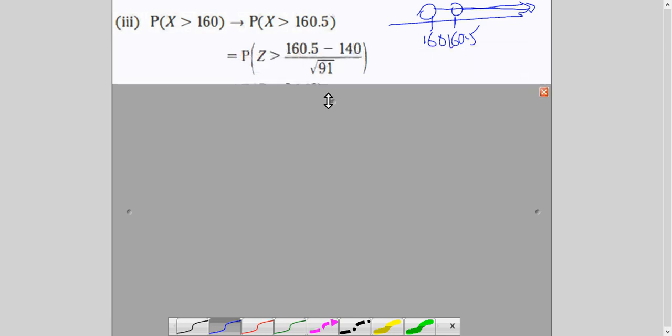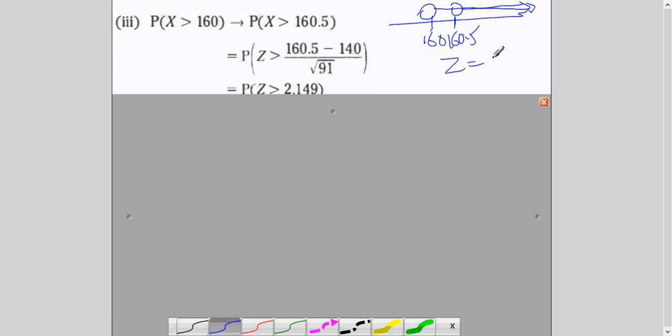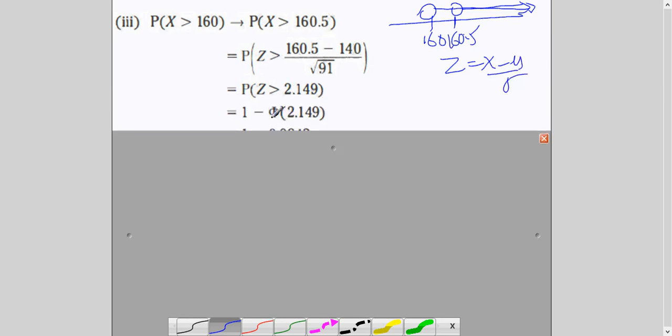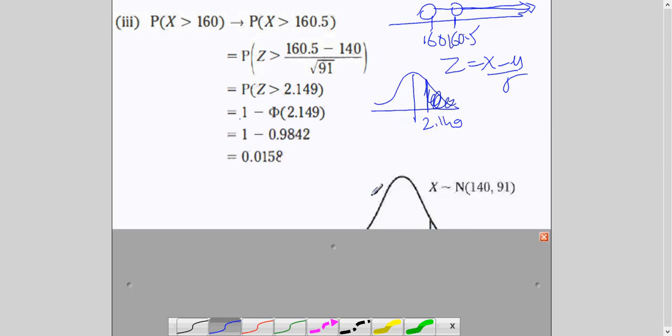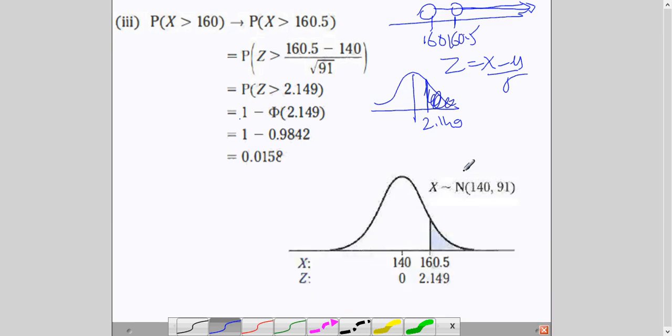After that, I change it into z using this formula, right? And then read the table. Why are we subtracting? I have told you before, whenever z is positive and you have to find the probability on the right hand side, the table gives you the left hand side area, because the table has probabilities of the left hand side values of z. So you subtract it from 1, because 100% probability is 1. So this is how you get your probability.